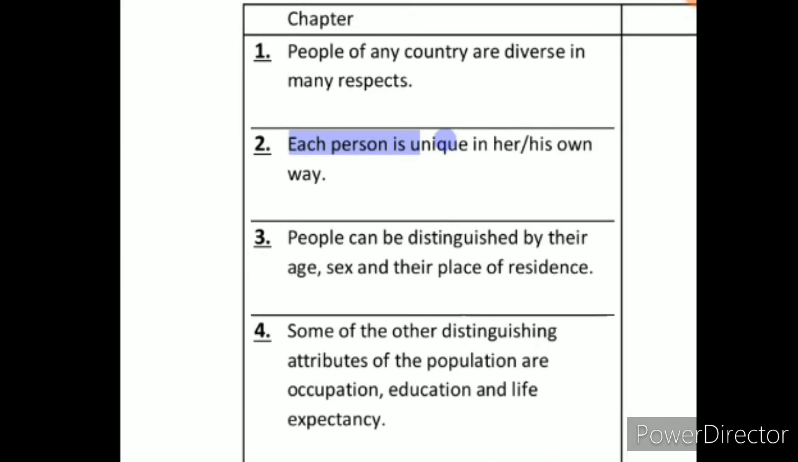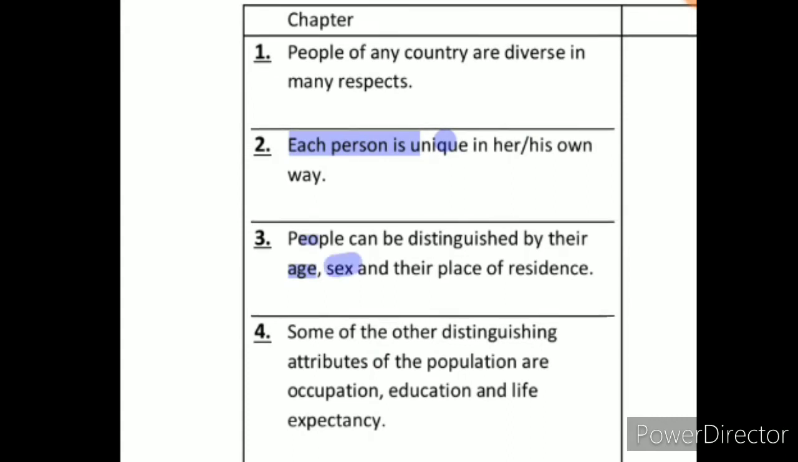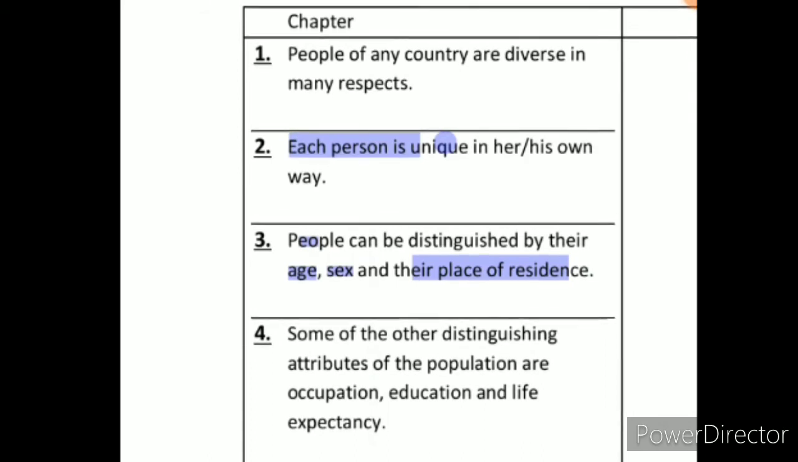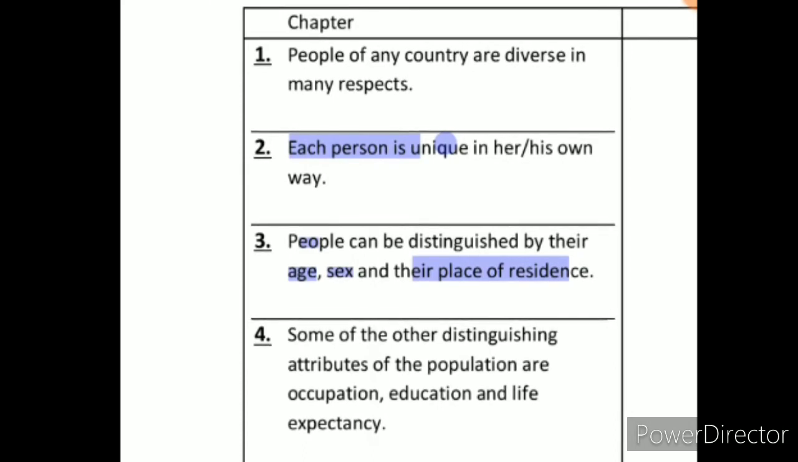They can be distinguished through age. Then the person can be male or female from sex, and the place of residence a person belongs to. Which place a person belongs to? Some person belongs to Delhi, some person belongs to Bombay, whatever it is. So mainly all this distinguishes one person from another. Population can be distinguished on the basis of occupation also.